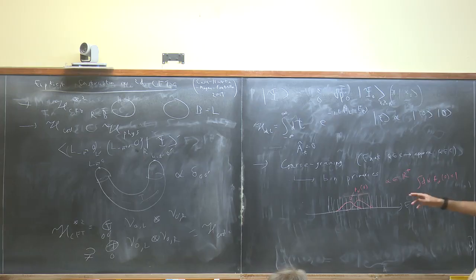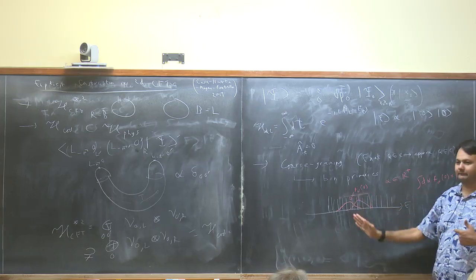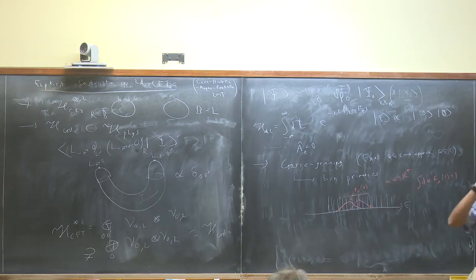There are many bins for that primary. I put it in the alpha bin with probability f alpha of O. So f alpha of O is a conditional probability, P of alpha given O. Alpha is the bin index. And O is the actual primary, where you are. So this is a conditional probability.